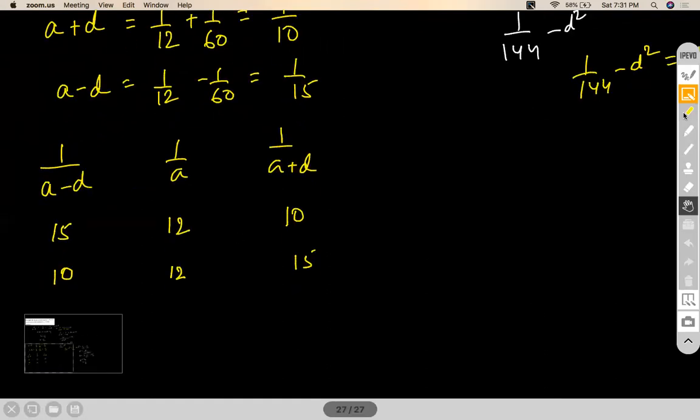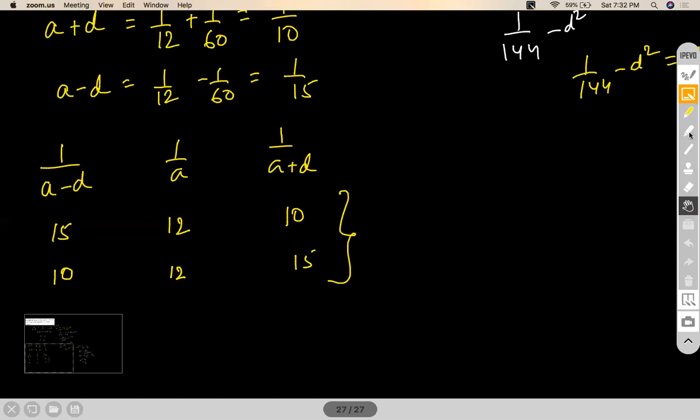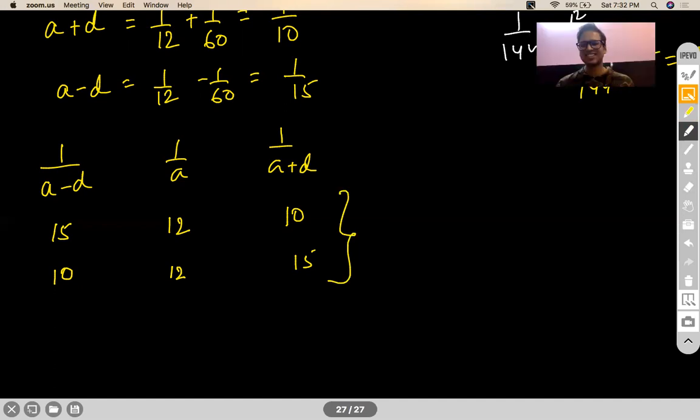Let me tell you, some of you have mentioned 1 by 15, 1 by 12, 1 by 10. No, that is not the answer. They are asking you the terms in the HP. So the three numbers in HP are 15, 12, and 10, or 10, 12, 15. Got the point, Aditya? Let me tell you what answer you have given. No. That will be sitting in the options and you will confidently mark it and come back. Okay. Anyways, so we'll stop with the HP part.